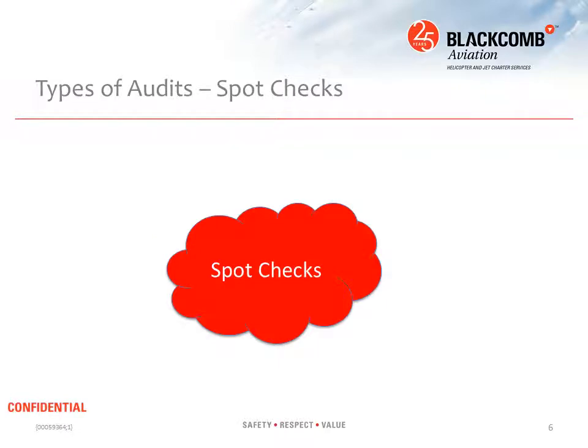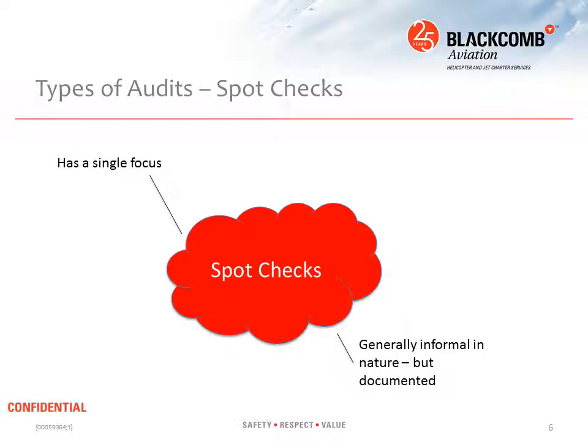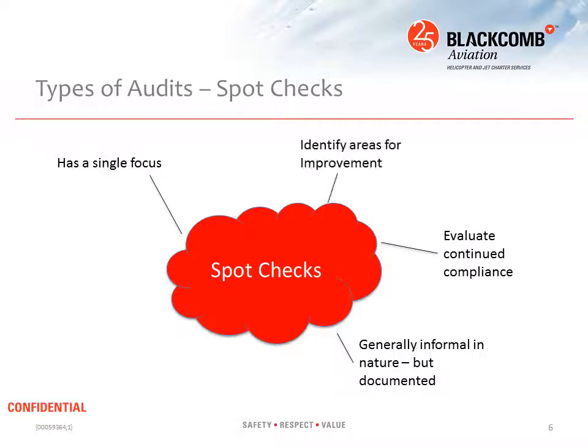Types of audits. Spot checks. Spot checks are carried out throughout the year, primarily by BHLP's Quality Assurance Department. They are generally informal in nature and will have a single focus. For example, a spot check might be completed on the currency of technical publications, or on the defect reporting process. The aim of spot checks is to evaluate continued compliance, identify areas for improvement, or identify trends.